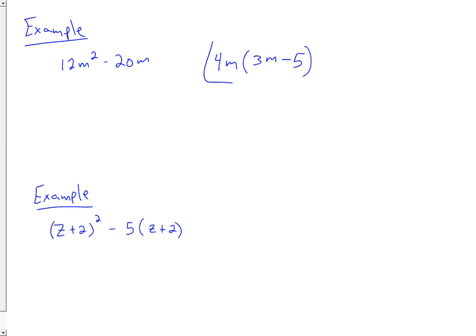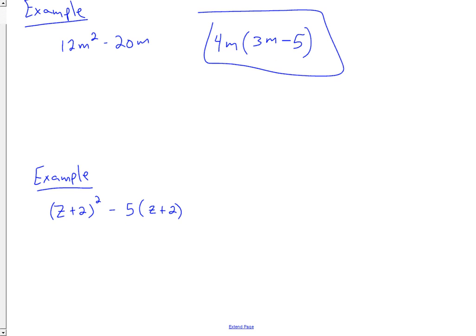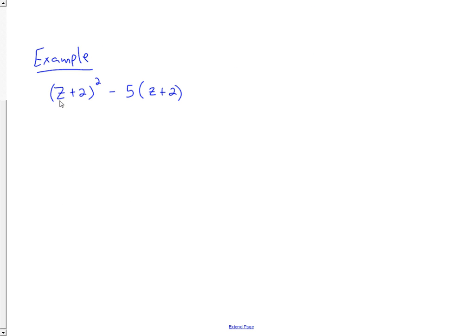Let me do that over. Okay. The second example, z plus 2 squared minus 5 times z plus 2. What we need to understand here is that we've got a common expression between these two terms, and it's kind of like having a common variable. We take the smallest exponential value of the two terms, which is z plus 2. So we take z plus 2, and we're going to factor that out. I'm going to write that out in front of whatever I have left once I factor it out.